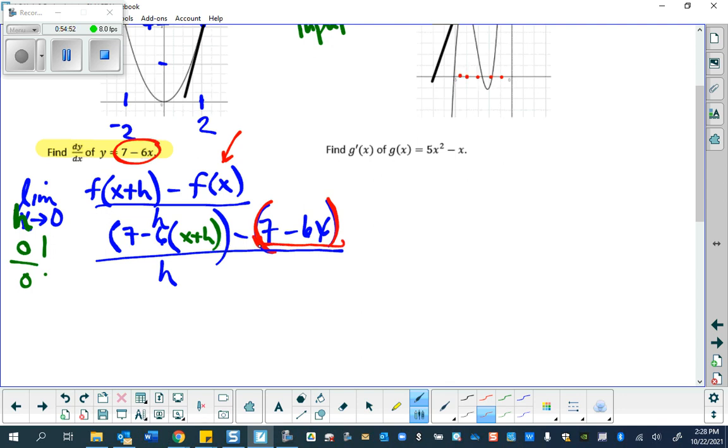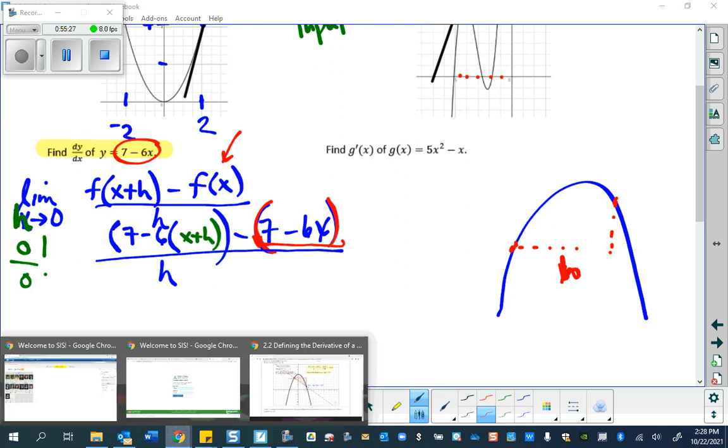Here's 7 minus 6, but instead of it being x, it's x that's going to be h away from where my point is. So if we go back to where h is, remember how I had my 2 points? I said that this represents my h, my distance between my x's. What I'm going to do is make that distance smaller and smaller. Let's go back to that fun graph that we had.